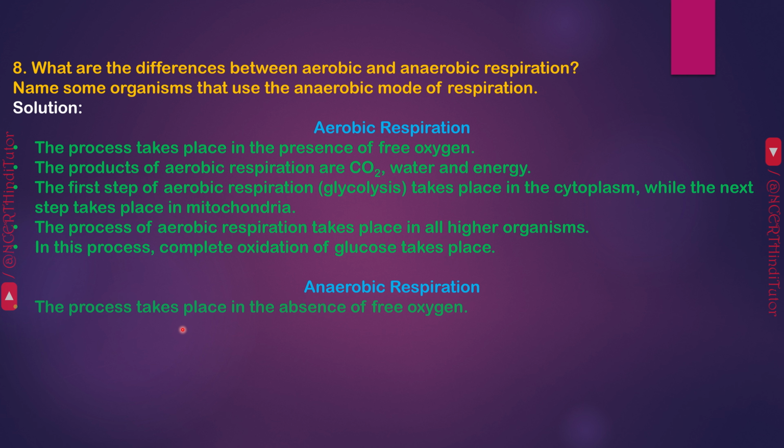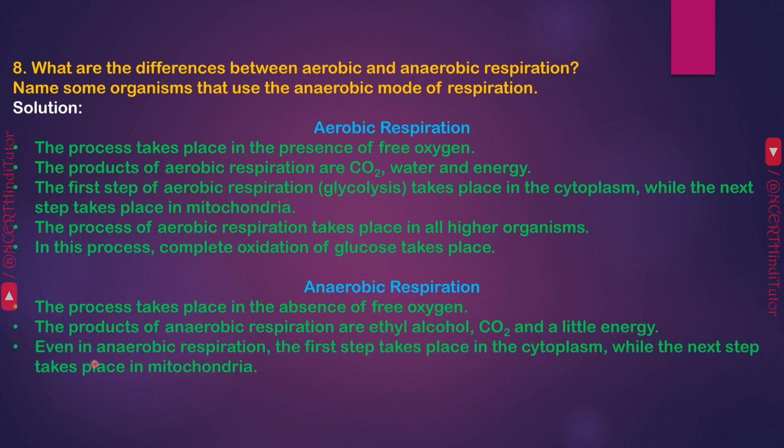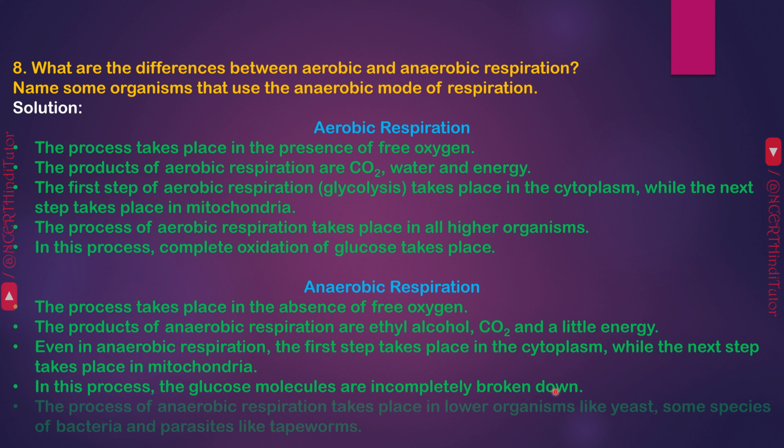Anaerobic respiration. The process takes place in the absence of free oxygen. The products of anaerobic respiration are ethyl alcohol, CO2, that is carbon dioxide, and a little energy. Even in anaerobic respiration, the first step takes place in the cytoplasm, while the next step takes place in mitochondria. In this process, the glucose molecules are incompletely broken down. The process of anaerobic respiration takes place in lower organisms like yeast, some species of bacteria, and parasites like tapeworms.